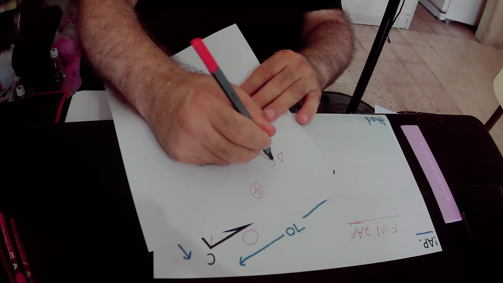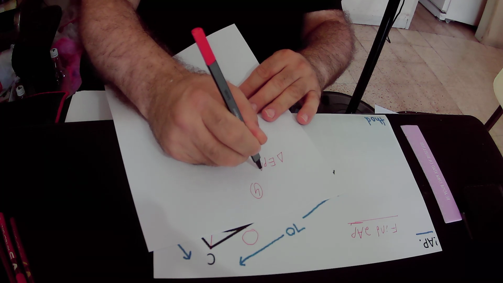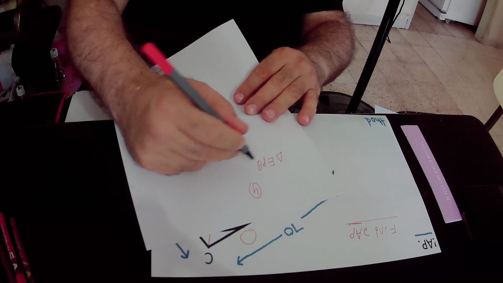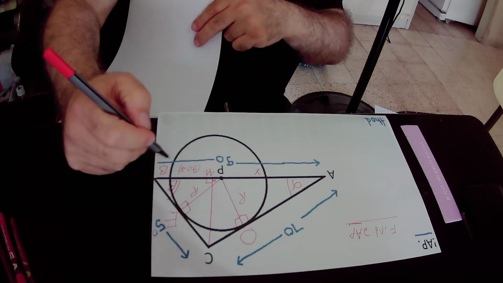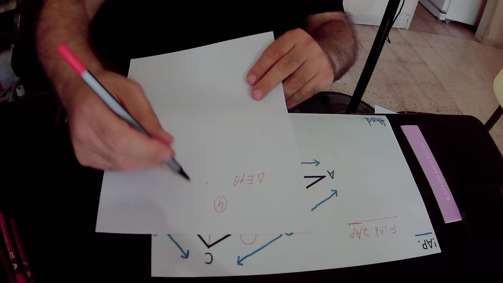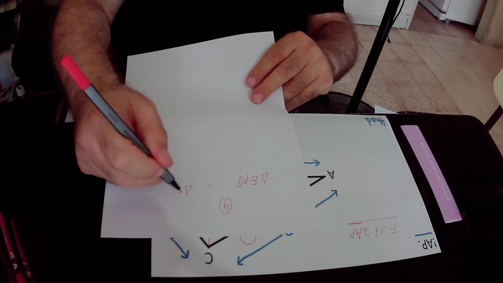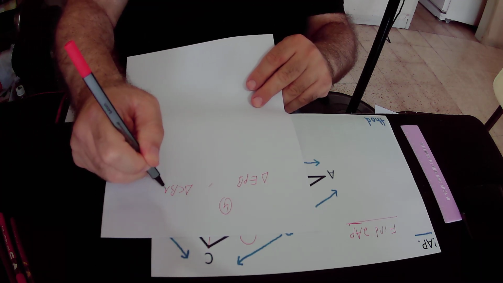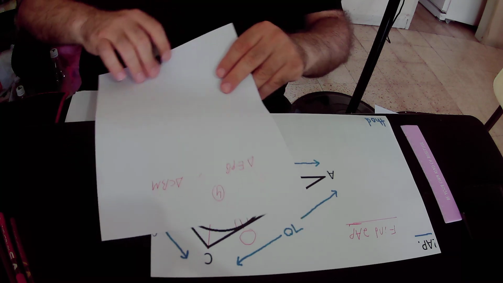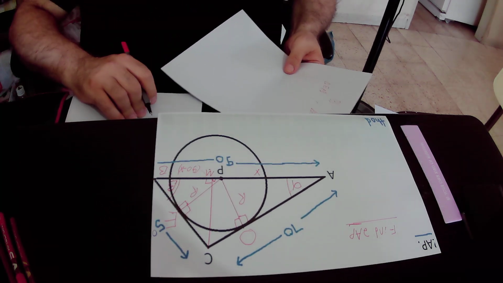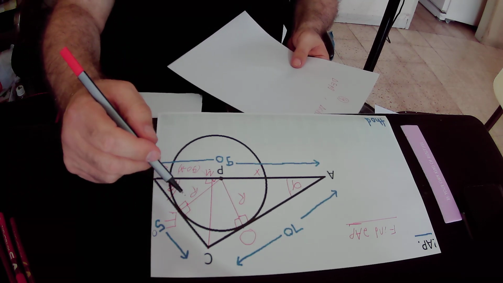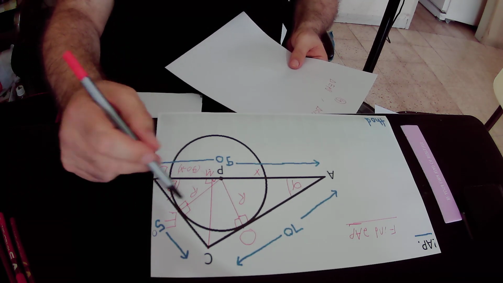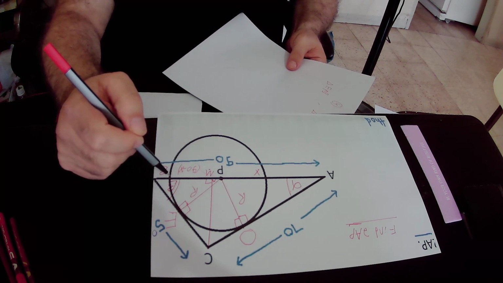Triangle EPB, that is a right triangle, and also we will focus on triangle CBM, that is also a right triangle. So first of all we will focus on triangle EPB, the right triangle EPB.